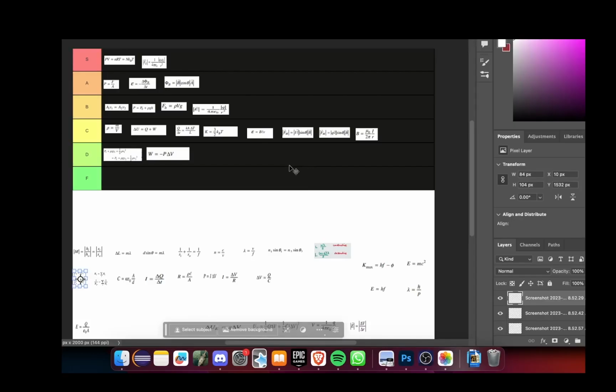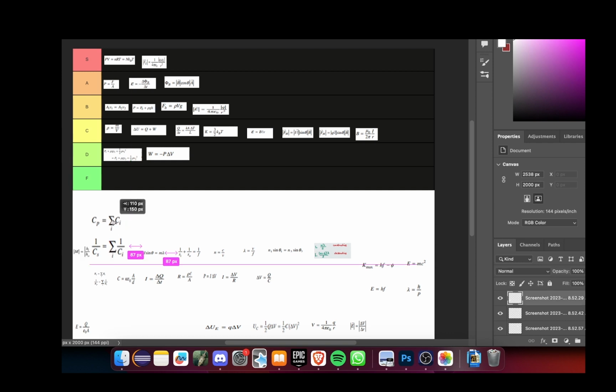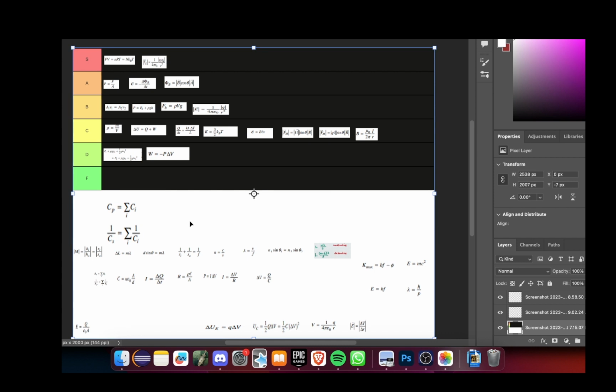Now let's talk about capacitance in a series circuit. You take the inverses. So 1 over C_S is equal to the summation of 1 over C_i. Essentially, you take the inverses of the capacitance of each capacitor and add them up. That's the inverse of the whole capacitance. In a parallel circuit, it's much easier. You just add all of them up. That's your capacitance.